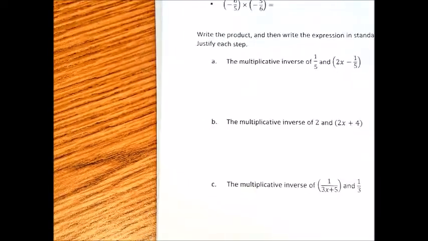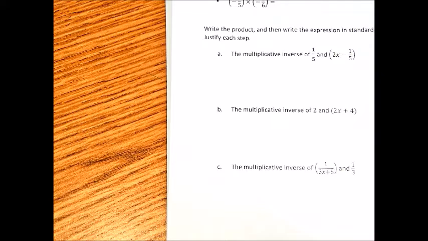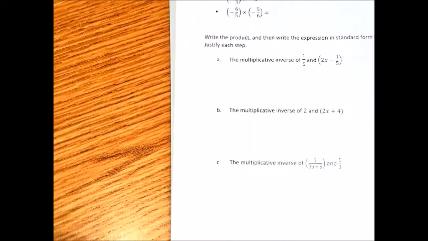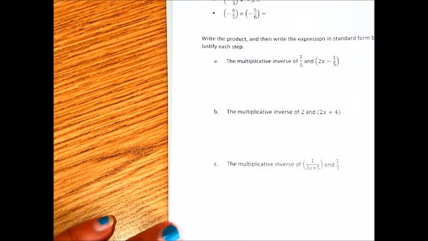All right, we have some more work to do. It says write the product and then write the expression in standard form by removing the parentheses and combining the like terms. Make sure you're able to justify each step. So I want to use the multiplicative inverse of 5 and 2x minus 1 over 5.